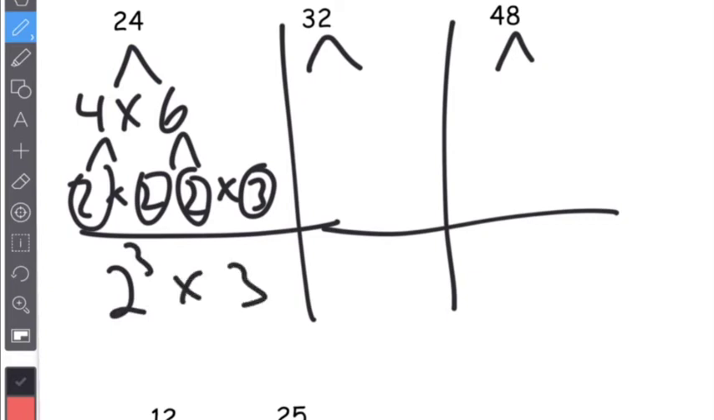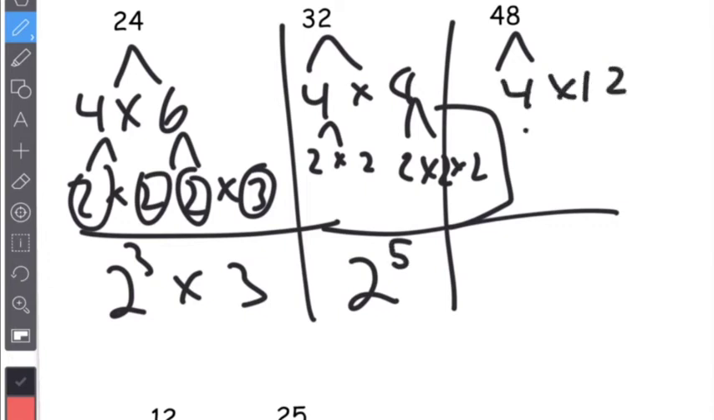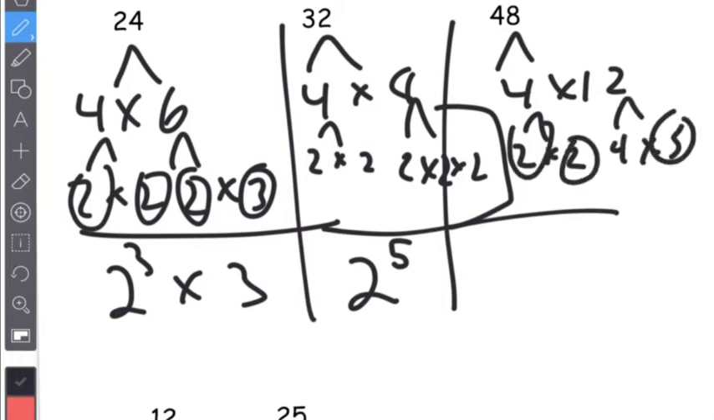32, I could do 4 times 8. That's 2 times 2. And 8, I'm going to do real fast, is 2 times 2 times 2. So that's 1, 2, 3, 4, 5. So it's 2 to the 5th. 48, I could do 4 times 12. 4 is 2 times 2. 12 is 4 times 3. And that is 2 times 2 for the 4. So there's 2 to the 4th times 3.